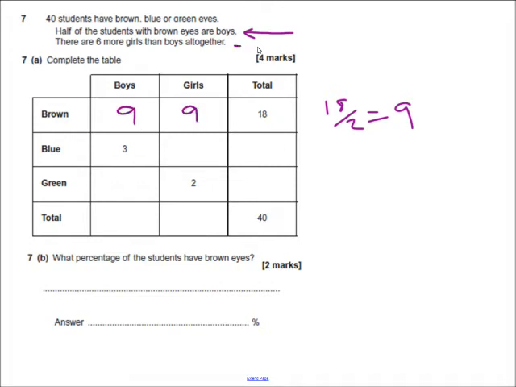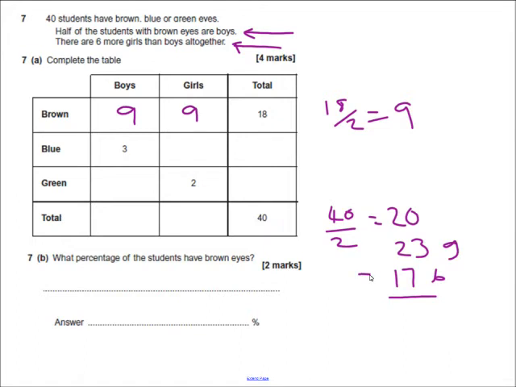The second bit is saying that there are 6 more girls than boys in total. So we know our total is 40, and if there was an even split, there would be 20 boys and 20 girls. However, it's telling us that there are 6 more girls than boys. So what we need to do is, for girls, we need to add 3 to our 20 to give us 23 girls, and subtract 3 to get the number of boys. And now you can see, if I take 17 away from 23, I have our 6 difference. So we have 23 girls and 17 boys.